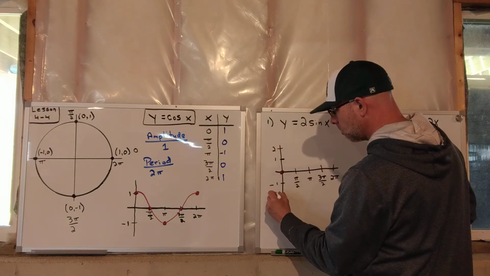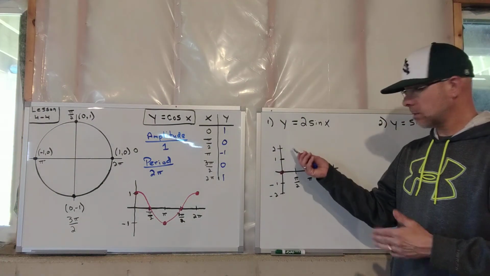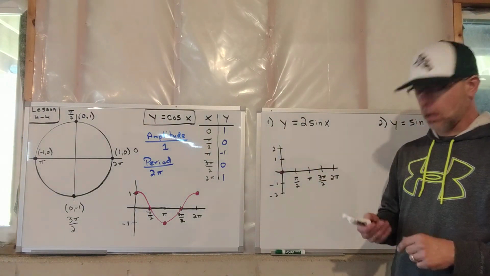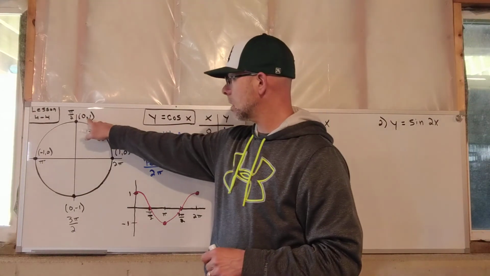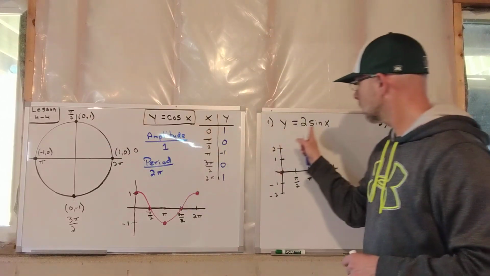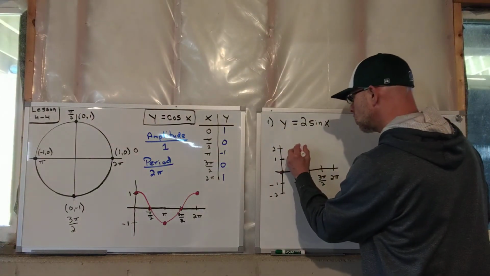You're going to see in a couple of moments, I need to have a higher ceiling and a lower basement, if you want to call it that. If I go to pi over 2, you can see that the sine is 1. I need to times that by 2, so it's 2. So that point's pi over 2, 2.